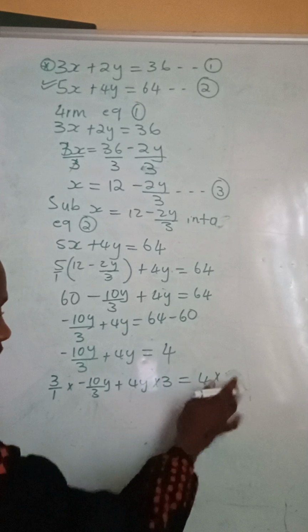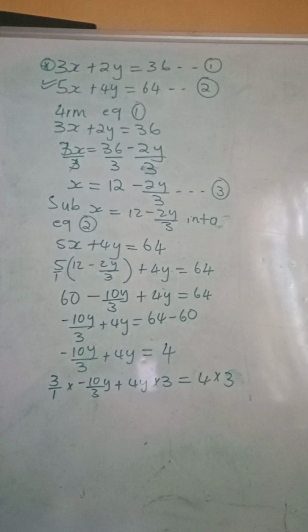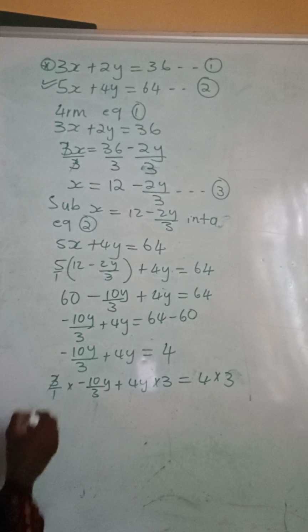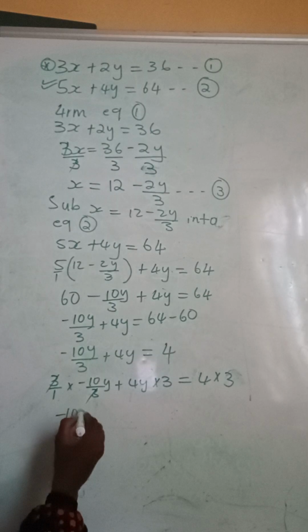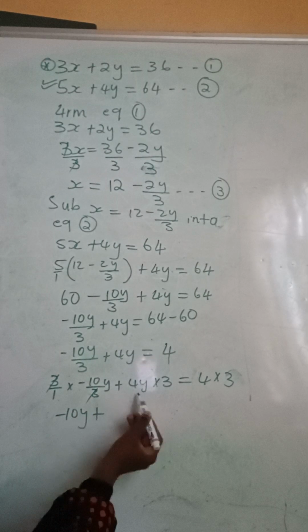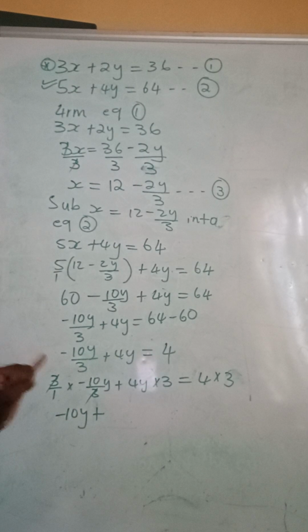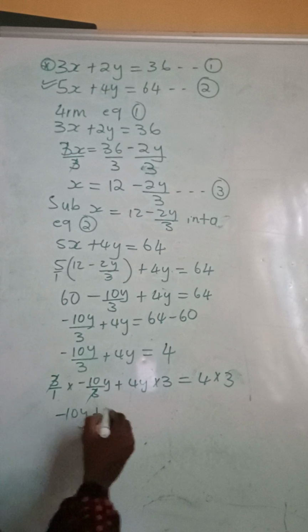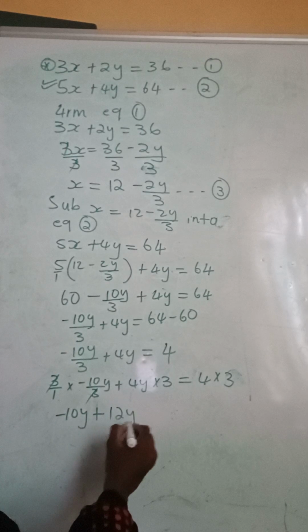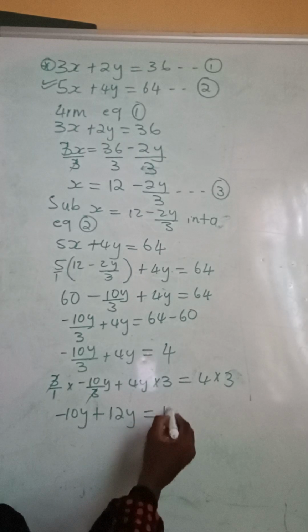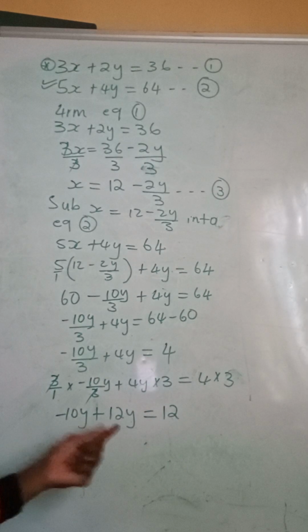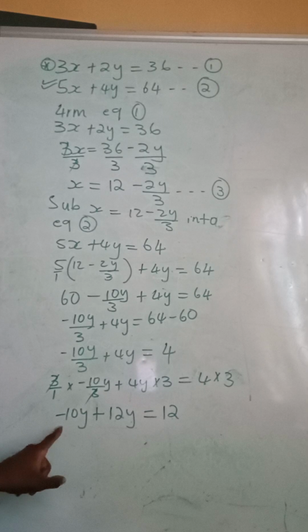Remember that mathematics says what you do on the left, you must also do on the right. So from here, what do we do? This 3 cancels this 3, then we are left with negative 10y plus 4y multiplied by 3, which is 12y, which is equal to 4 multiplied by 3, which is 12. So now we have the like terms, negative 10y plus 12y.